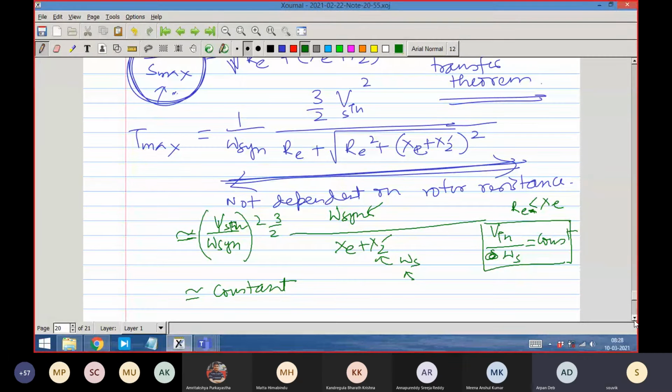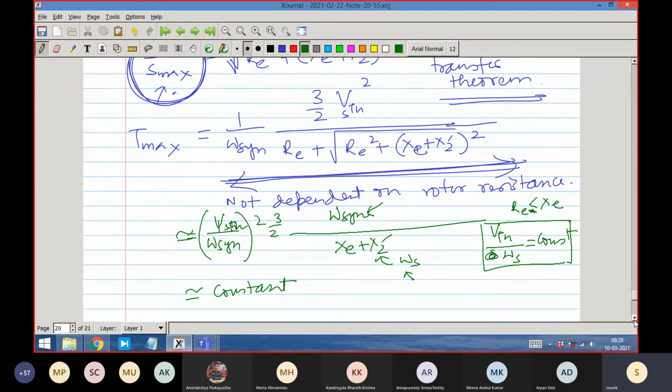RE is actually quite less, right? RE is the Thevenin equivalent resistance, and you know that it is approximately equal to R1, right? XE also depends on XM, and XM is very large, so that's why we can approximate that. The XE is also very nearly equal to X1, right?